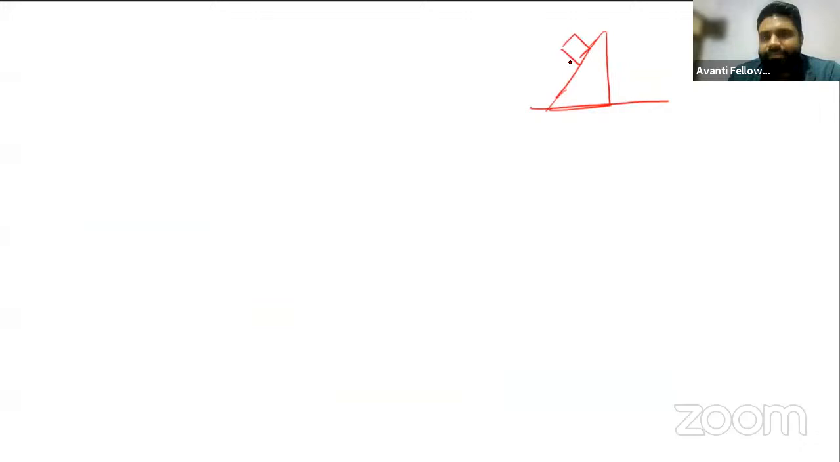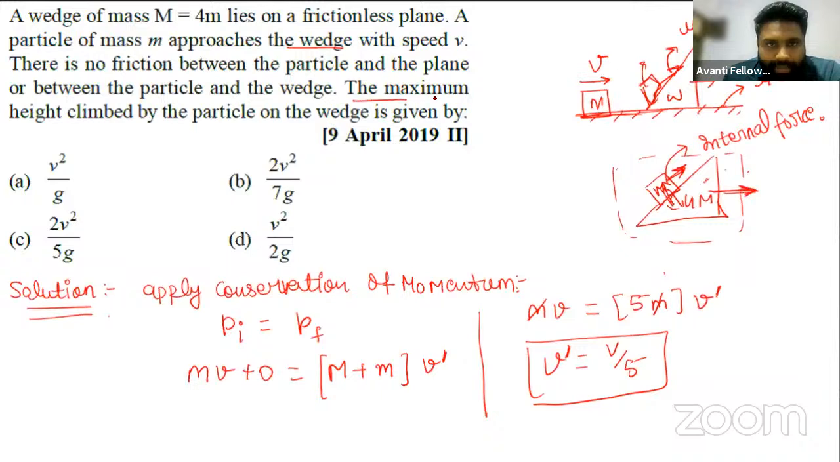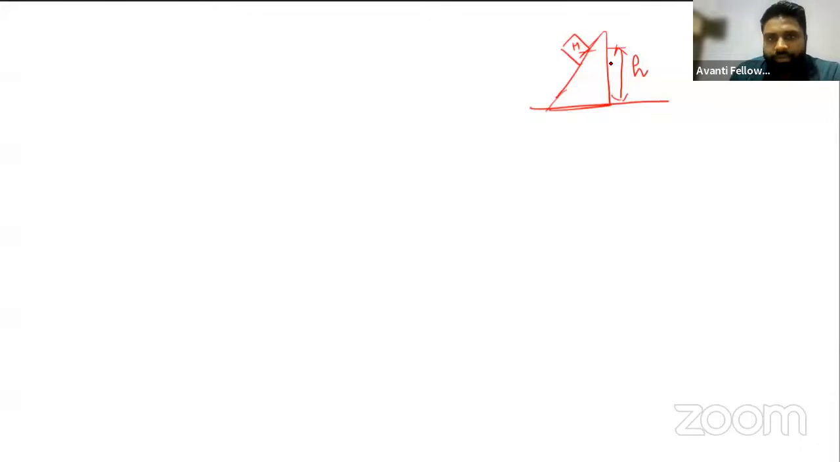And let's say the particle is here, mass M, at a height h. In this question, you have been asked the maximum height climbed by the particle on the wedge. When the particle achieves this maximum height, which means it will not achieve more height than this, it means it will stop there on the wedge. The speed of that particular mass particle on the wedge will become zero. So this is the height h, and now the velocity of this particle will be zero.